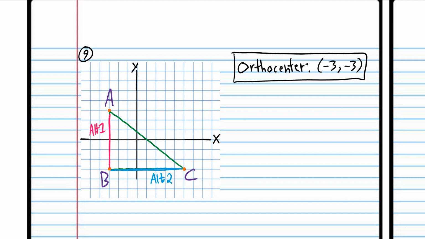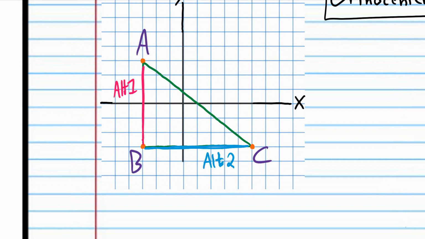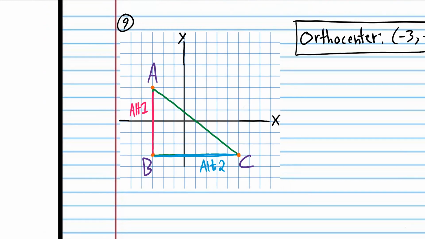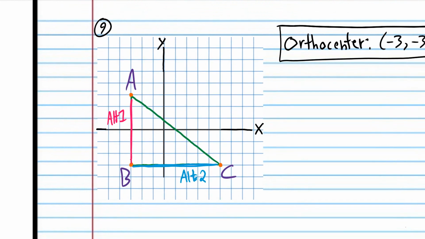So that is true of any right triangle. This is actually a right triangle because this is a vertical line and this is a horizontal. The angle between them, just by definition, is 90 degrees. So for any right triangle, the orthocenter is always at the vertex next to the 90-degree angle.